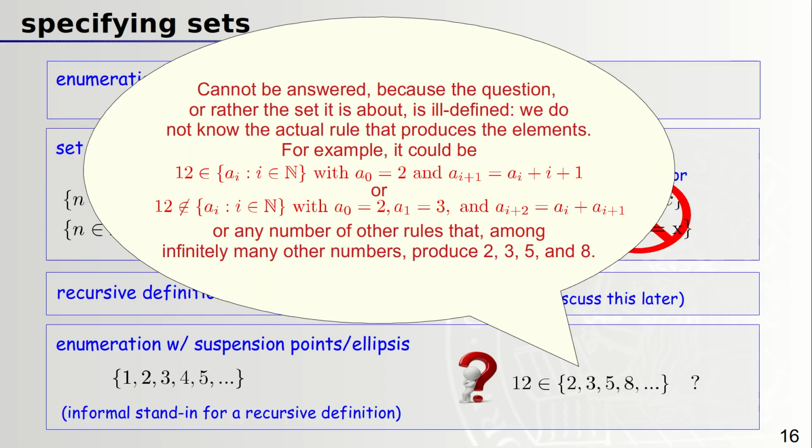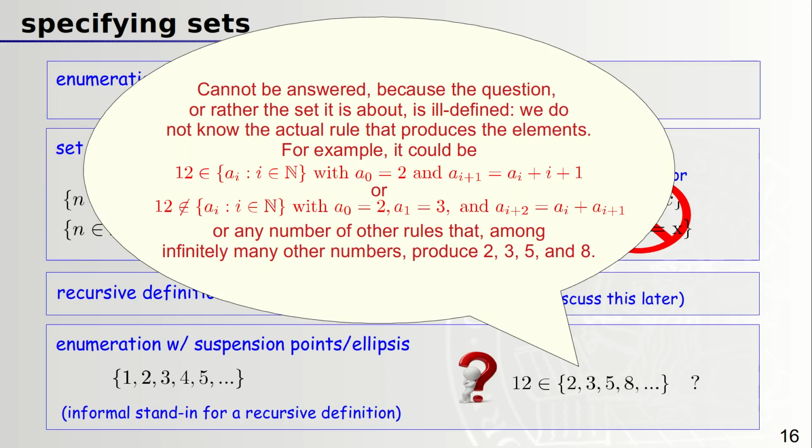For example, the set could consist of all the numbers in a sequence that starts with 2 and then adds 1, then 2, then adds 3, and so forth, in which case the set would contain 12. Alternatively, it might be a set of all the numbers in a sequence that started with 2 and 3, and where the next number is the sum of the previous two, which means the next number after 8 would be 13, and 12 would not be an element.